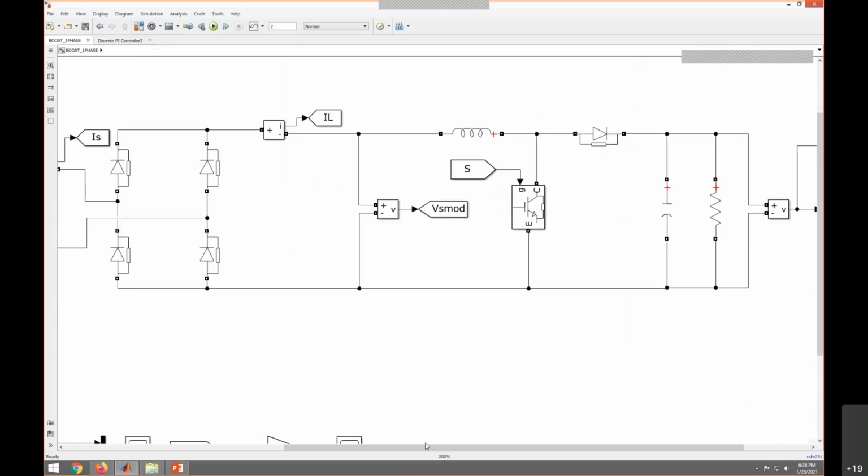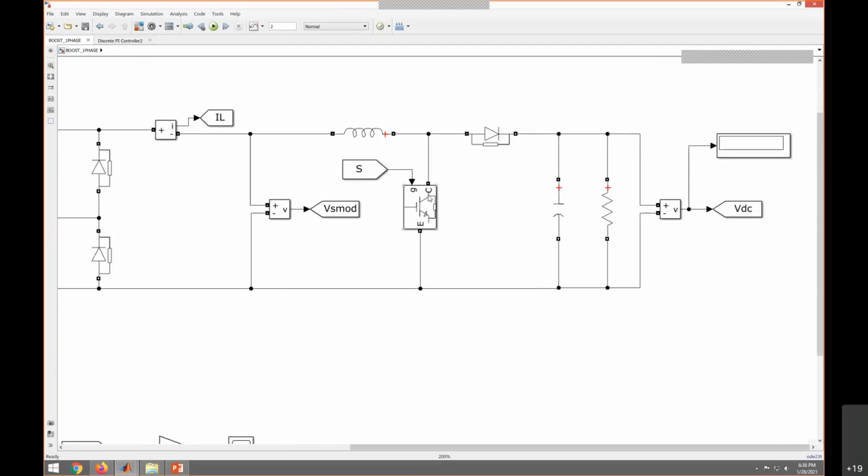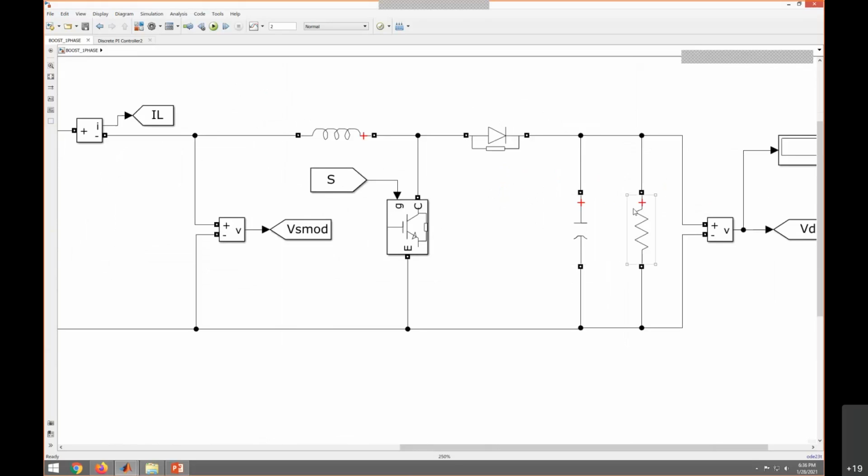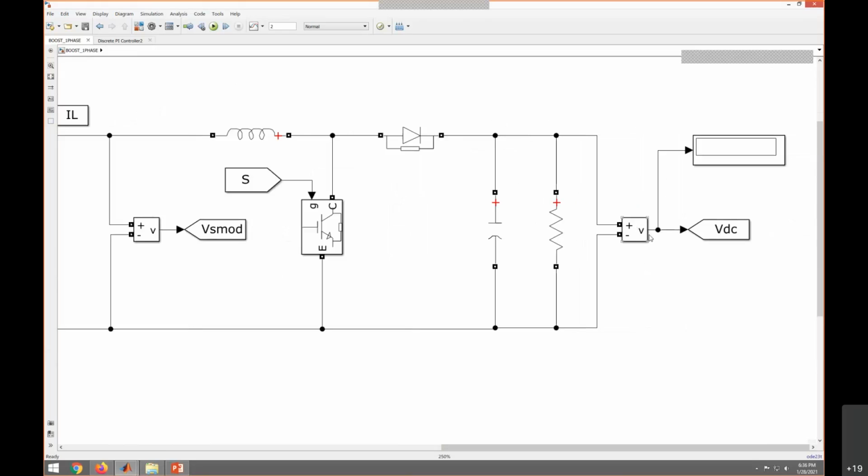I connected a switch, an IGBT, here. Remember, you have to make sure that this switch doesn't contain an anti-parallel diode. So this is a simple switch; an anti-parallel diode is not required. We have this inductor, and after that I connected a diode, and a capacitor, and a load is connected in parallel with the capacitor. I'm measuring the output voltage here, V0. So this is VDC. Clear?